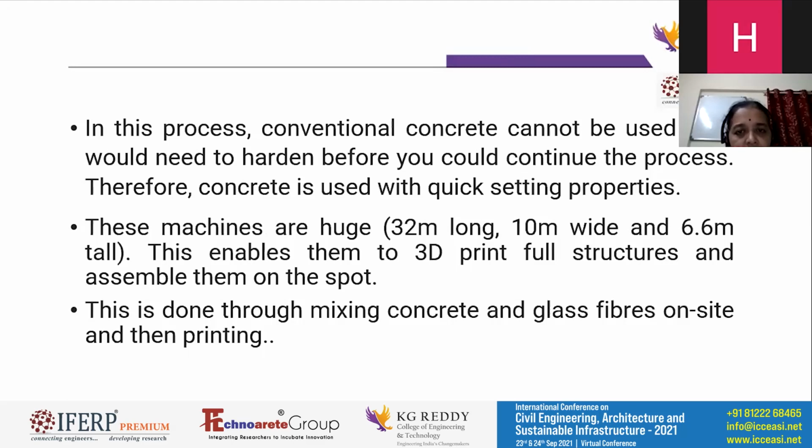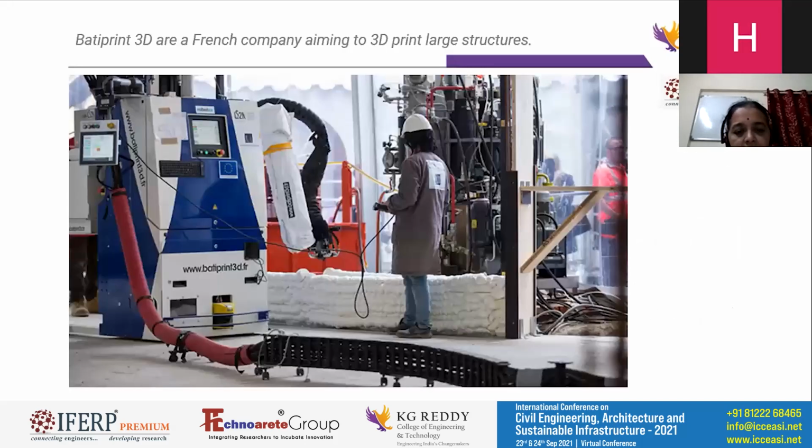In this process, conventional concrete cannot be used, as it would need to harden before you continue with the next layer. Therefore, concrete with quick-setting cement properties is used. These machines are huge, 23 meters long, 10 meters wide and 6.6 meters tall, and this enables them to 3D print full structures and assemble them on the spot. So this is one method. Here in the figure, the robotic arm is there, and one person is handling the machine or 3D printer, and printing is going on at the actual site.